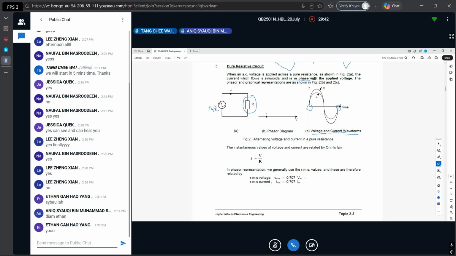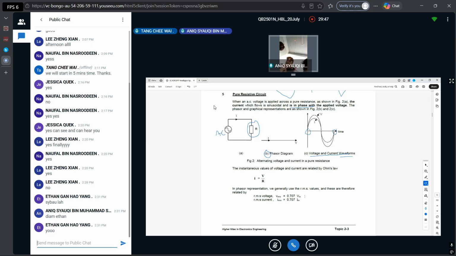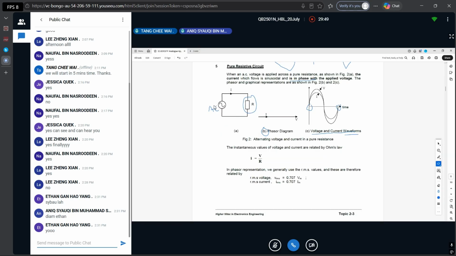There is another way to look at it. I could use a phasor diagram, but I feel that this waveform diagram is more helpful to identify which is leading or lagging later when we come to inductor and capacitor.